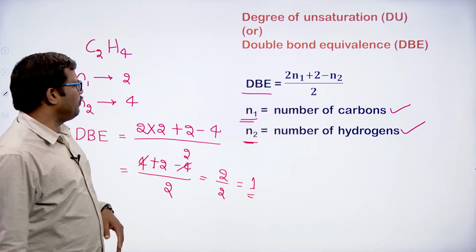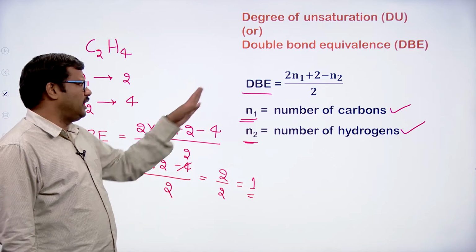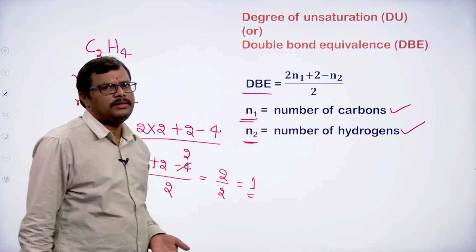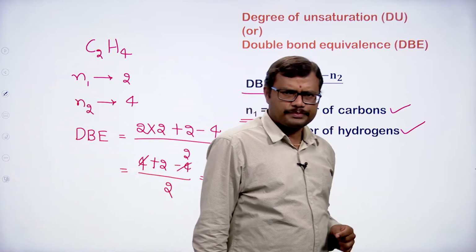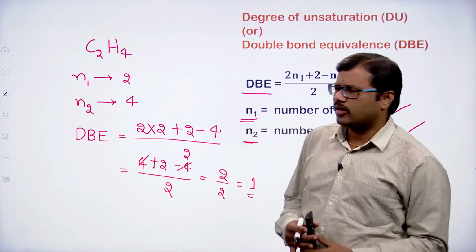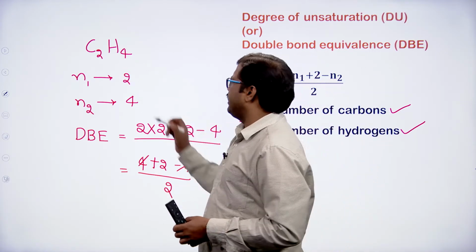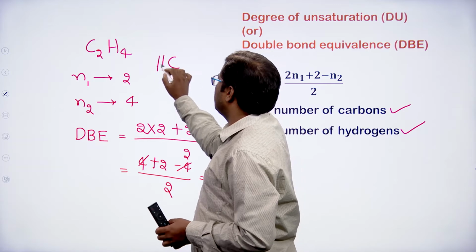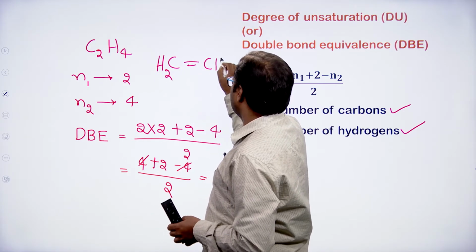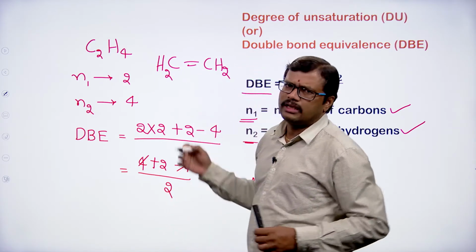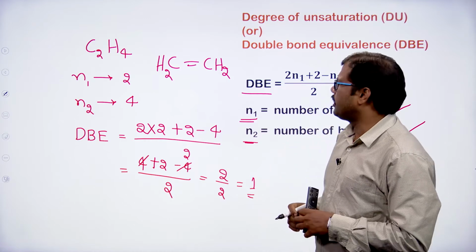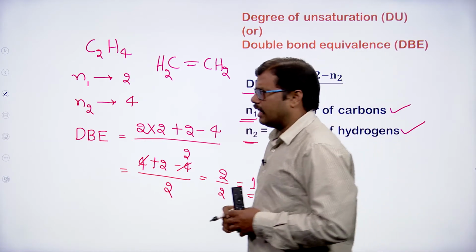So C2H4 may consist, when the DBE value is coming out to be 1, the molecule may possess one double bond, or the molecule may be present in the form of a ring. Since we have 2 carbon atoms, we can expect the presence of one double bond between the 2 carbon atoms. So this is the way we calculate the double bond equivalence or the degree of unsaturation in the molecule.